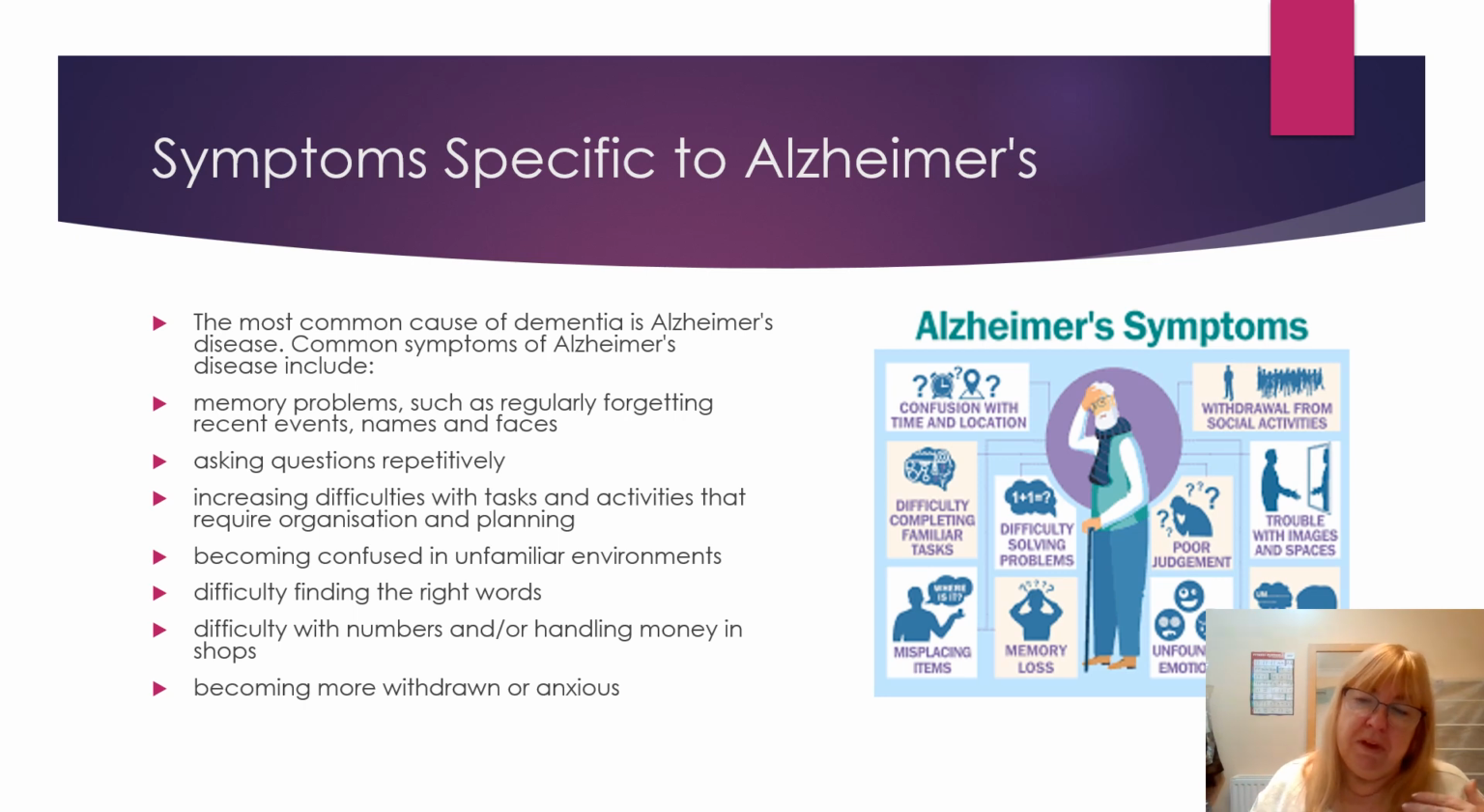Okay, so we've already talked about the fact that we've got Alzheimer's, vascular, Lewy body, and frontotemporal lobe dementia, and they have a lot of common symptoms. But we also need to identify some of the ones that are specific as well. Okay. And think about this when you're answering the question.